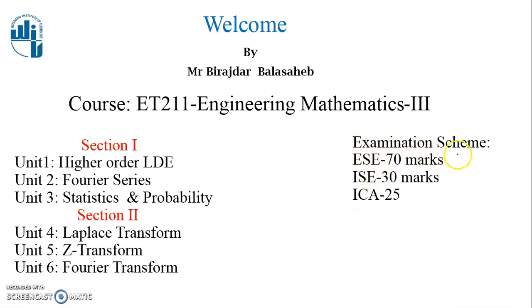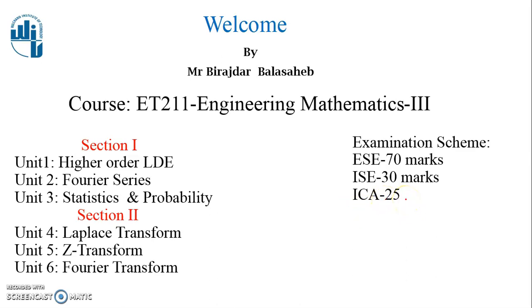Now, the examination scheme. There are two types of examinations. First one, ESE, which is of 70 marks, the End Semester Examination, which is conducted by the university at the end of the semester. ISE, in semester examination, is of 30 marks, which is conducted by our college. For that we conduct 3 tests, each of 30 marks, and at the end the average of the 3 test marks is considered. ICA, internal continuous assessment, is for 25 marks.